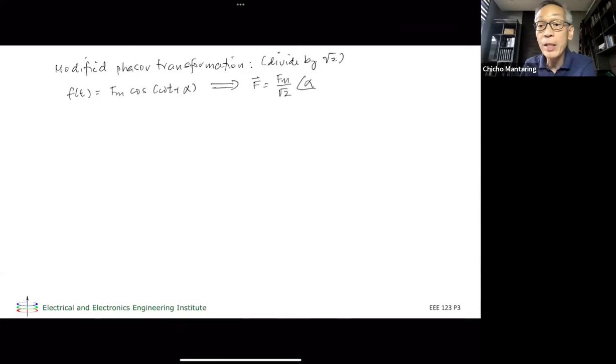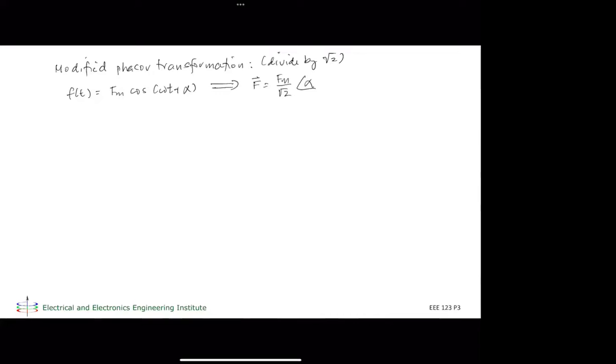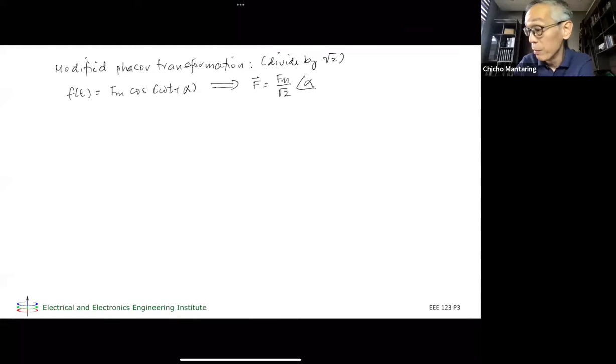Do you remember why we divide by the square root of 2, Joseph? Do you remember? Or Albert? RMS, root mean square. That's right. So that we are working with RMS values. Instead of working with amplitudes, we are working now with RMS values. That's why we divide by the square root of 2.